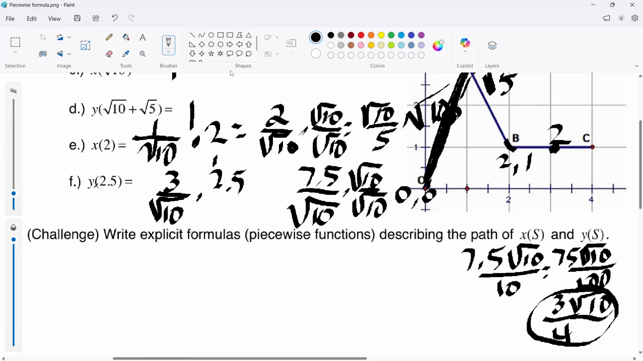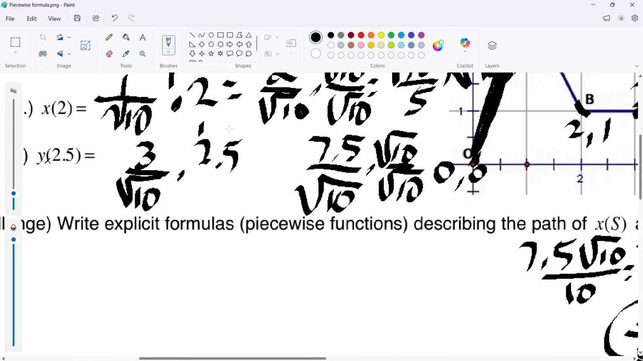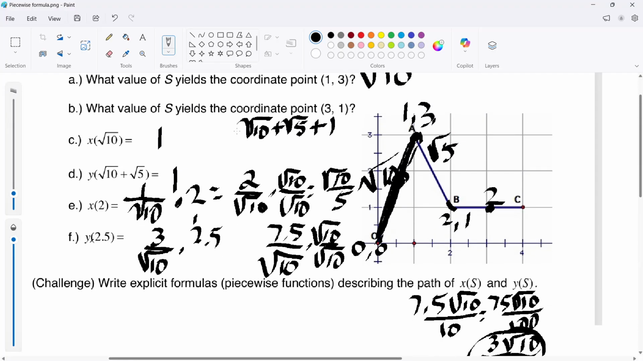Okay, now piecewise function. To get the piecewise function, first thing, find the domain of each segment, and that'll make it very easy to find the value of the functions. So the first segment, the distance goes from 0 to square root of 10.